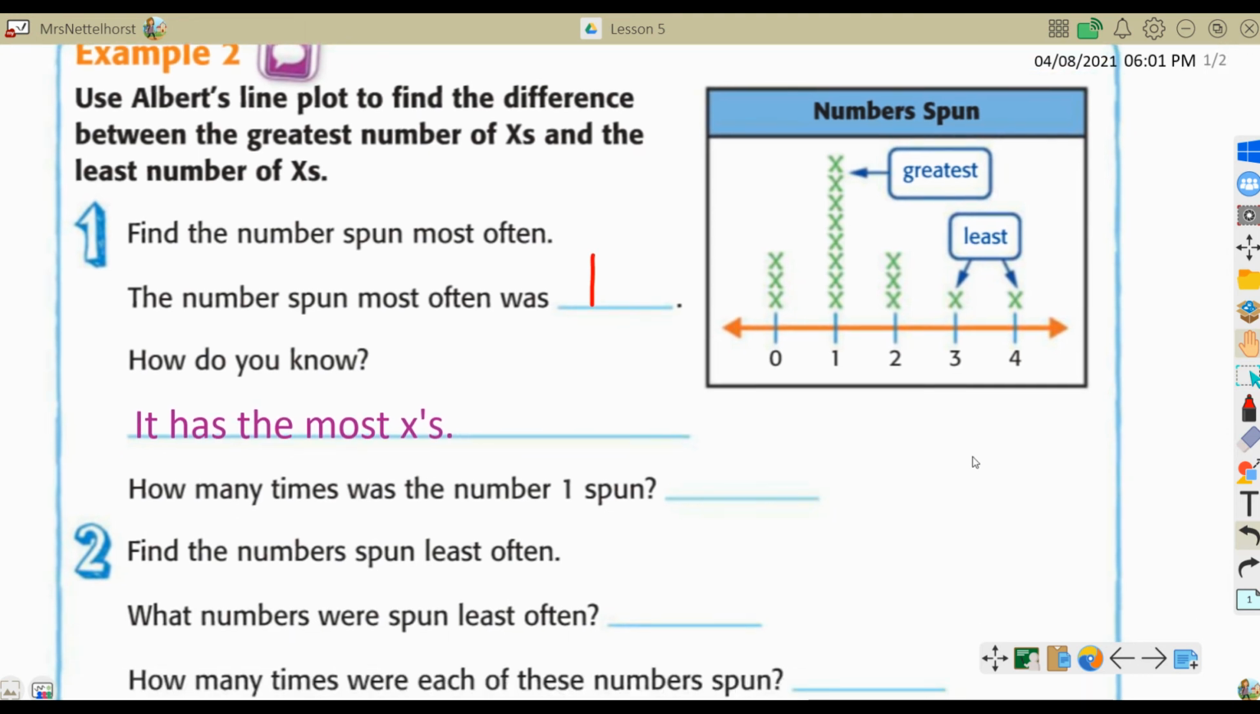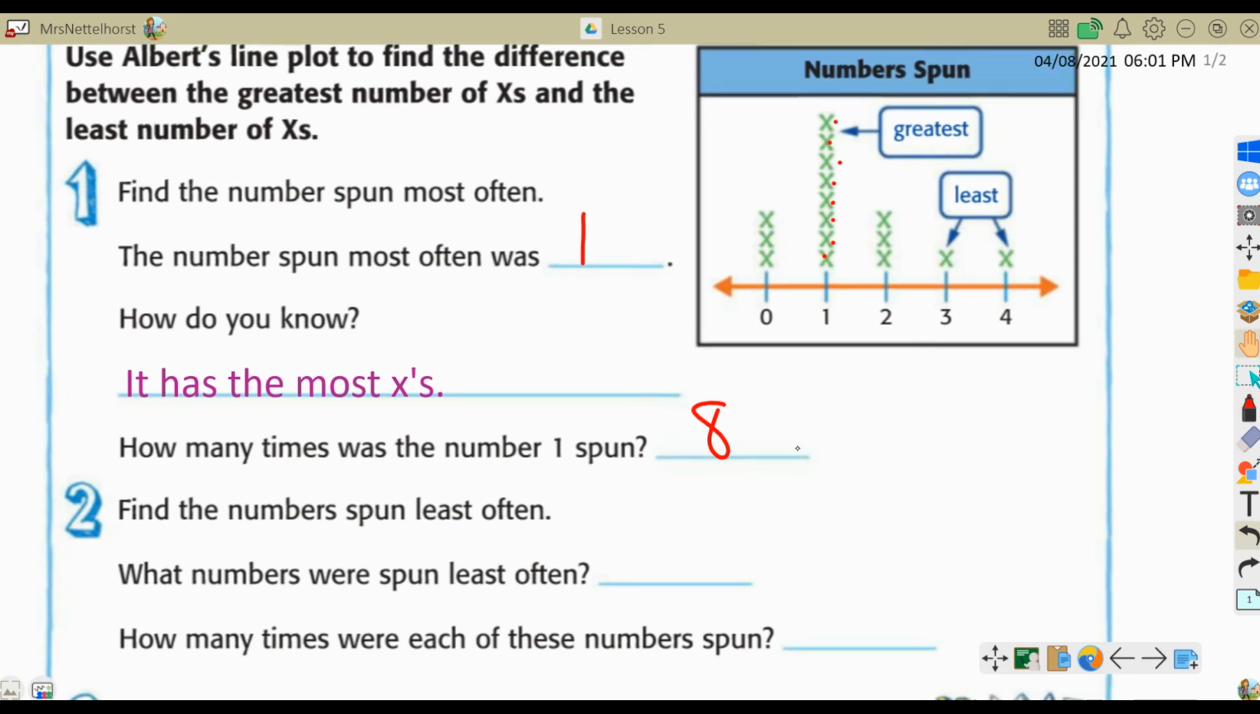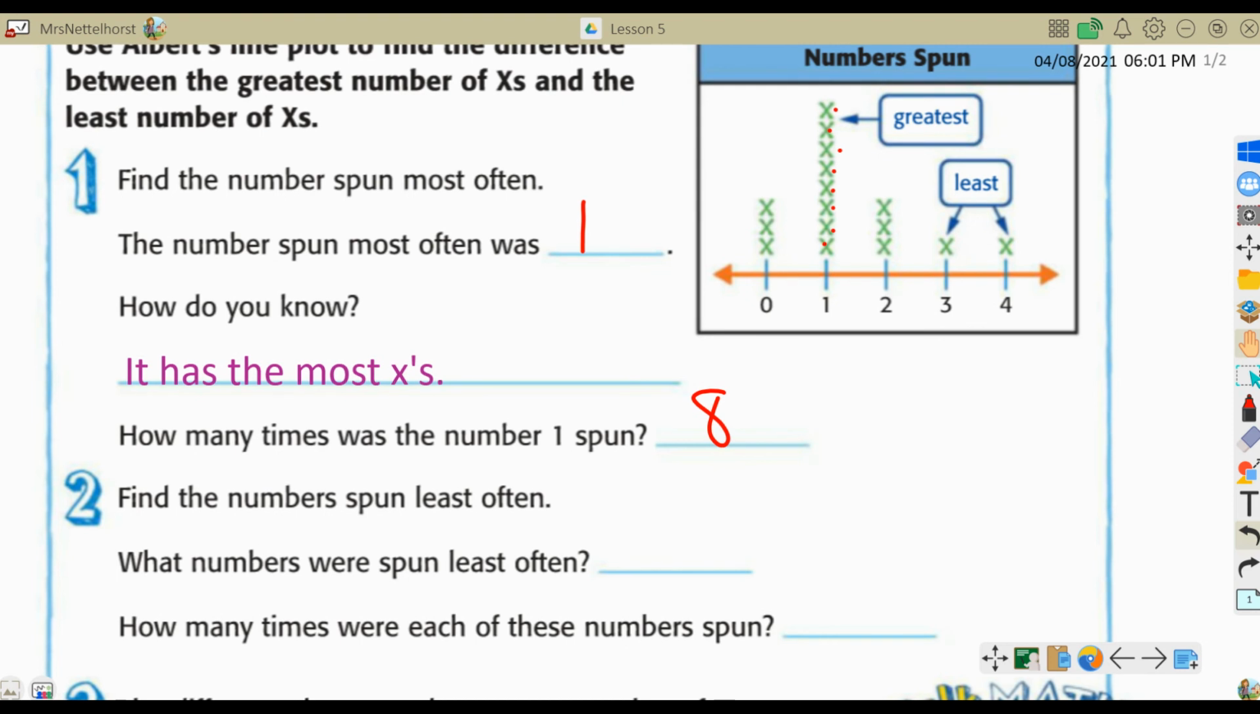Okay, how many times was the number 1 spun? Well, we already talked about that. It's 1, 2, 3, 4, 5, 6, 7, 8. It was spun 8 times. Okay, let's look at number 2. Find the number spun least often.